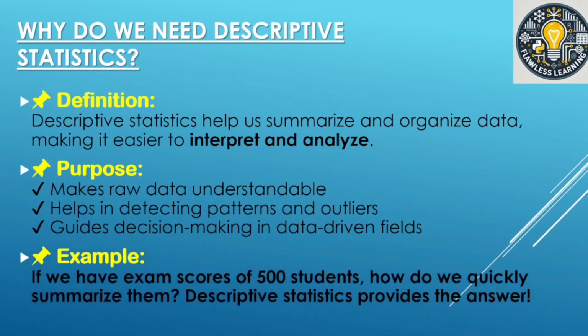For example, if we have exam scores of 500 students, how do you quickly summarize them? Suppose the question is, what is the average exam score of students? What is the highest score of a student? We ask, what is the high score in the class? And what is the average score? That kind of question. So how can we summarize them? Descriptive statistics provides the answer, right?